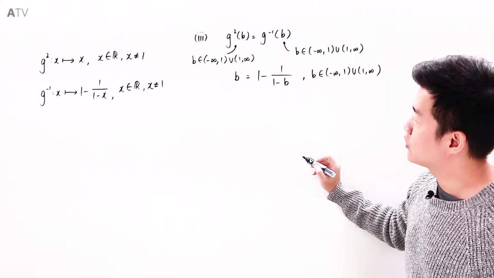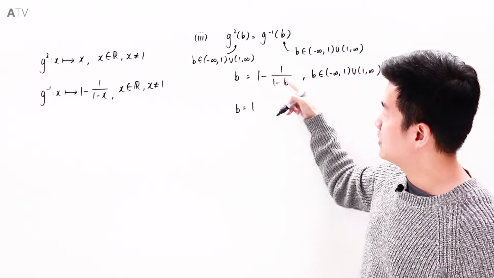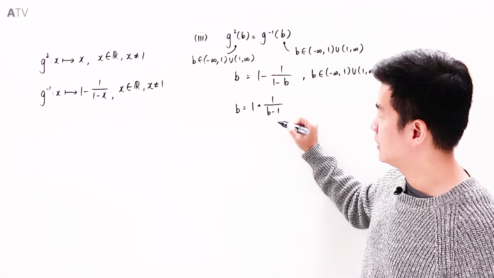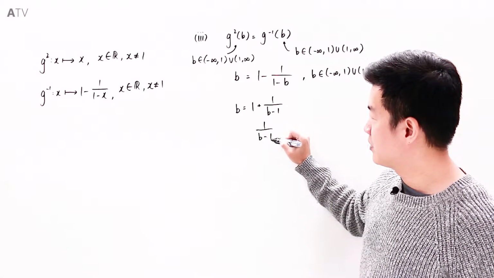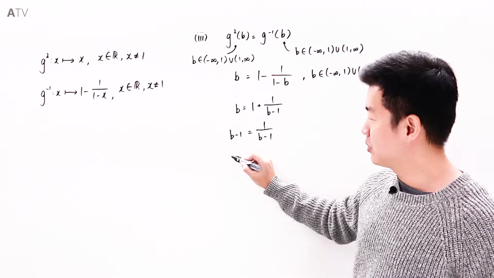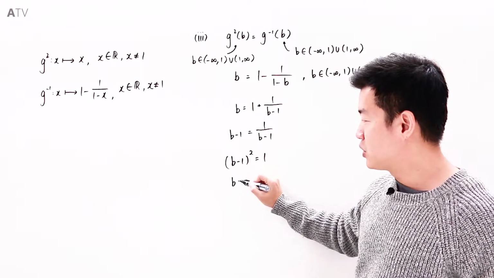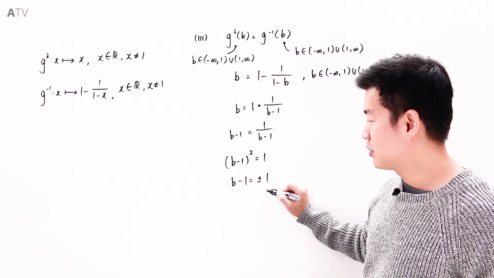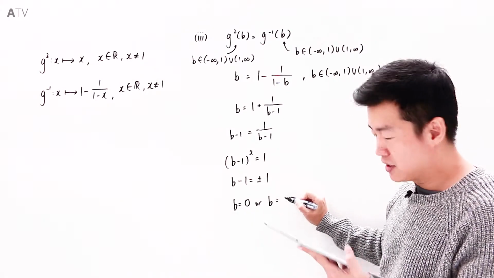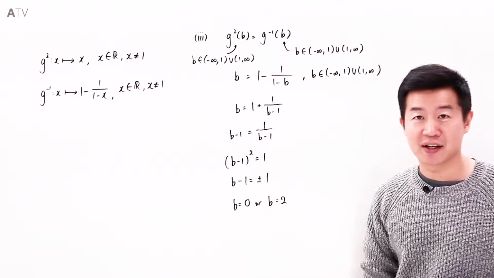Let's try to solve this equation in terms of b. b here is going to be equal to 1 negative. Let me bring it into the denominator. So plus 1 over b minus 1, which means that 1 over b minus 1 is going to be equal to b minus 1. Cross multiplying, we have 1 minus b square is equal to 1, which means that b minus 1 is going to be plus or minus 1. So b is going to be either 0 or b is going to be 2. Neither of them is equal to 1, so these are going to be my answers for b.